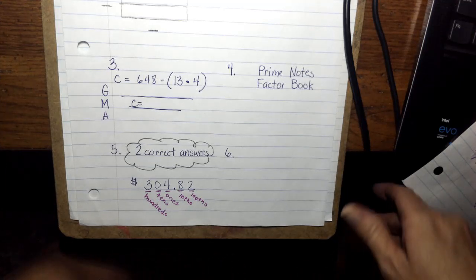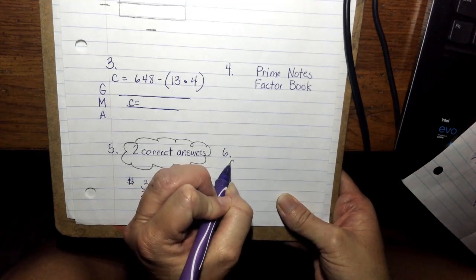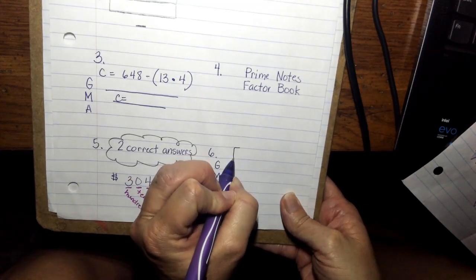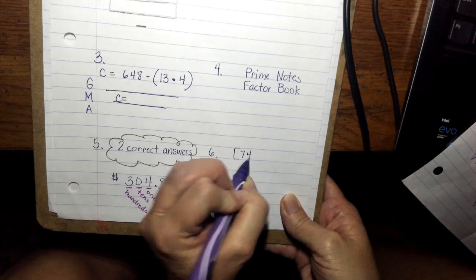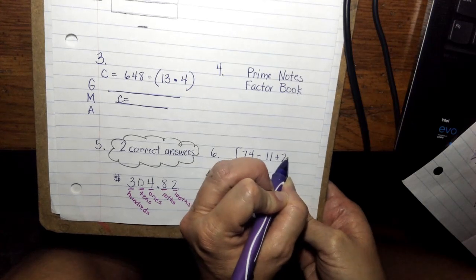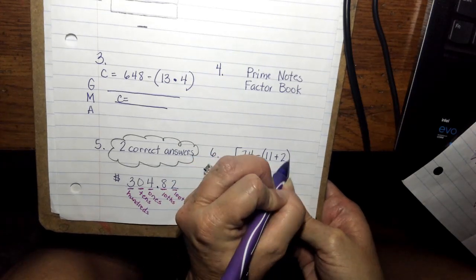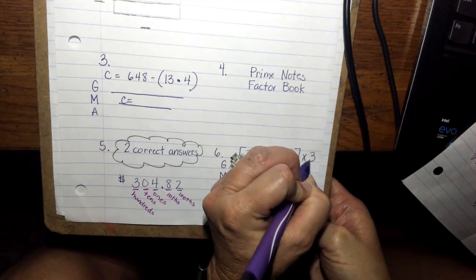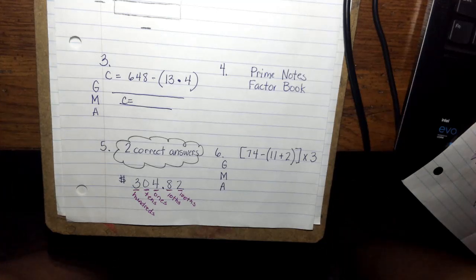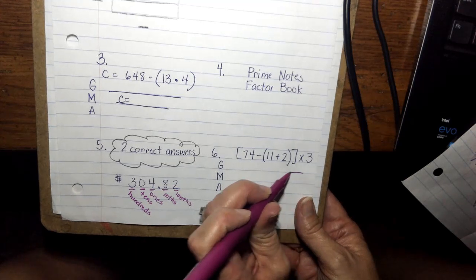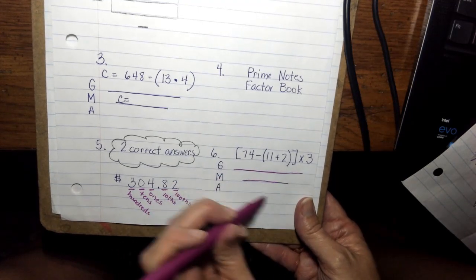Number 6 is another GMA question. And so I'm going to go ahead and write my GMA right here. My expression is brackets 74 minus 11 plus 2, and this is going to be in parentheses. Then we have a closing bracket times 3. So again, as I look at my problem and I know that I'm going to be solving GMA, I want to count my actions. So I see 1, 2, 3 actions. So it's going to take me 3 lines to get my answer.